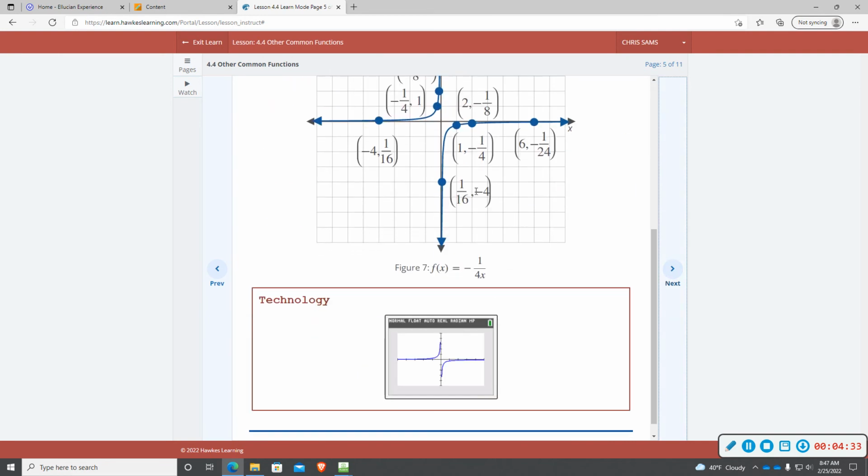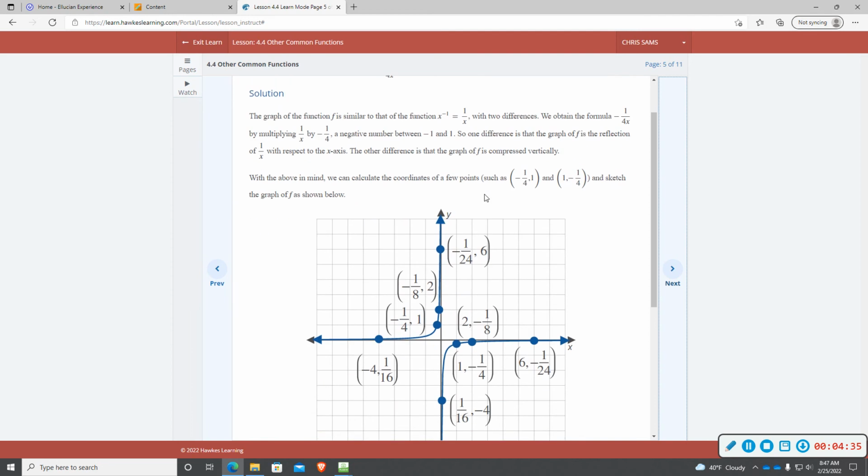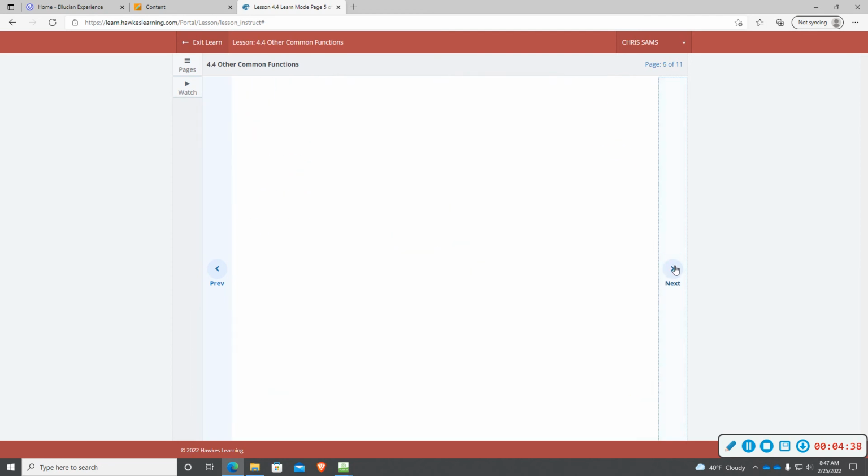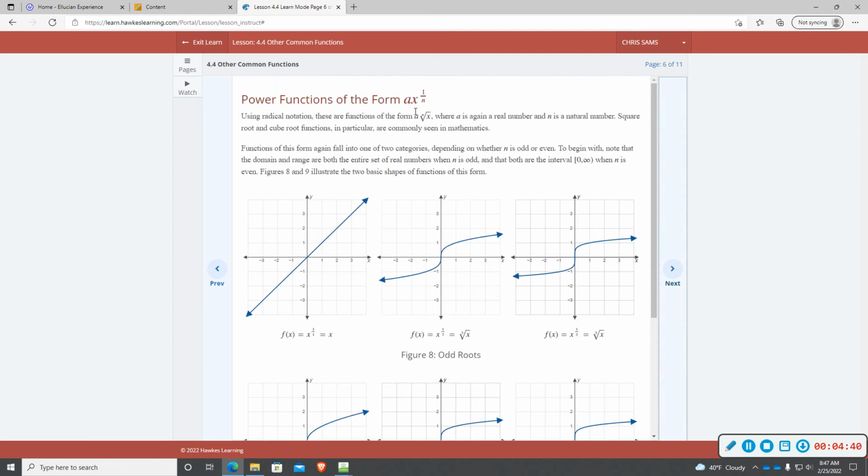Here's an example provided by the Hawks. Now we have a to the x, ax to the 1 over n power.